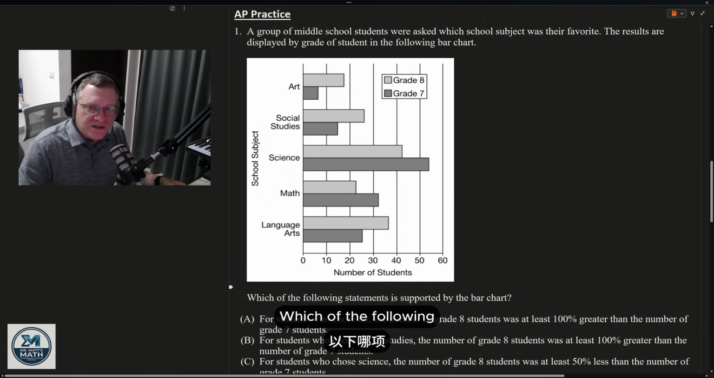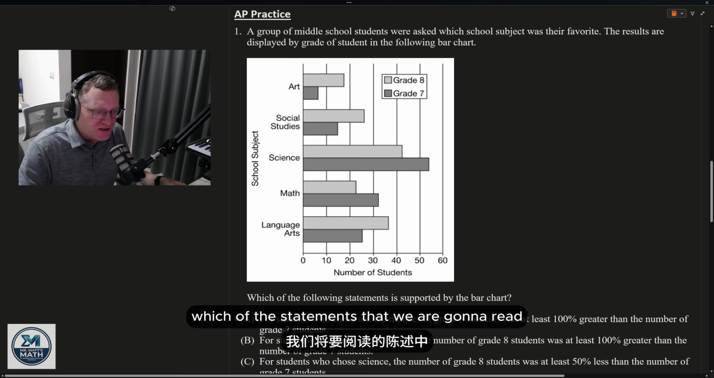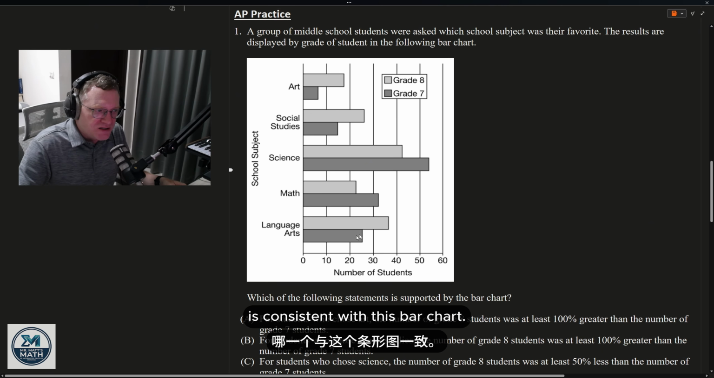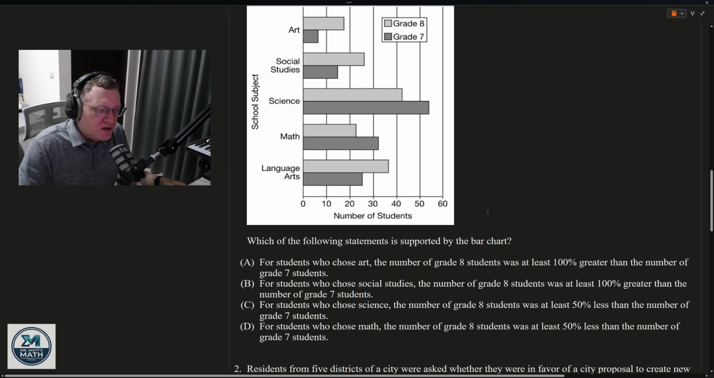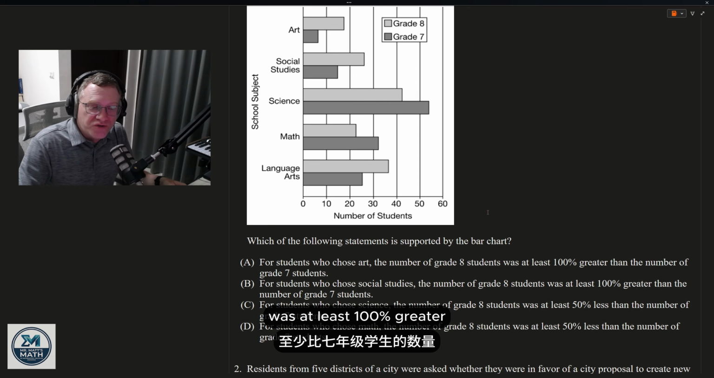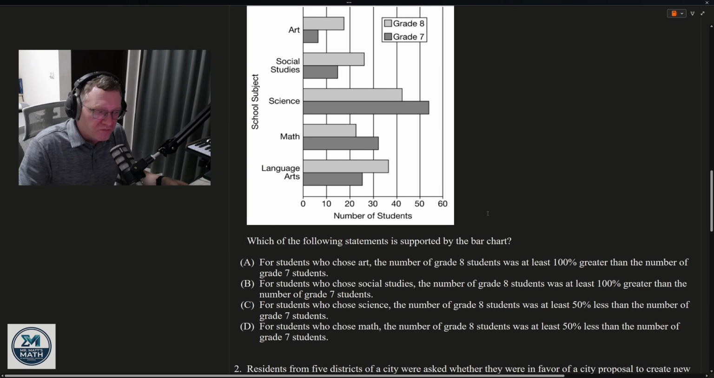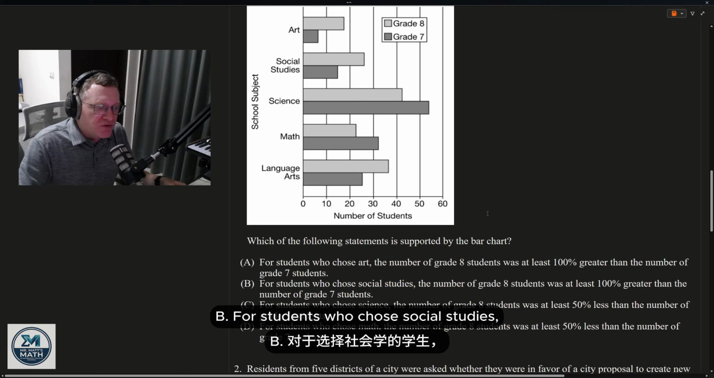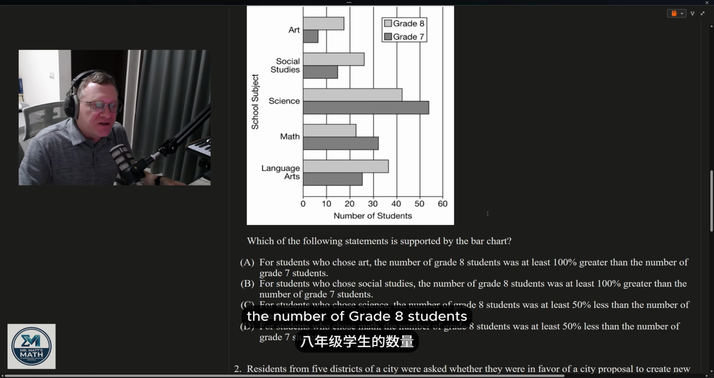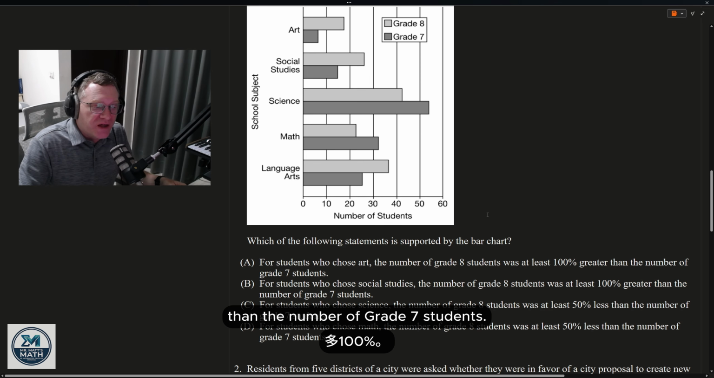Which of the following statements is supported by the bar chart? All right, so which of the statements that we are going to read is consistent with this bar chart? A, for students who choose art, the number of grade 8 students was at least 100% greater than the number of grade 7 students. B, for students who chose social studies, the number of grade 8 students was at least 100% greater than the number of grade 7 students.